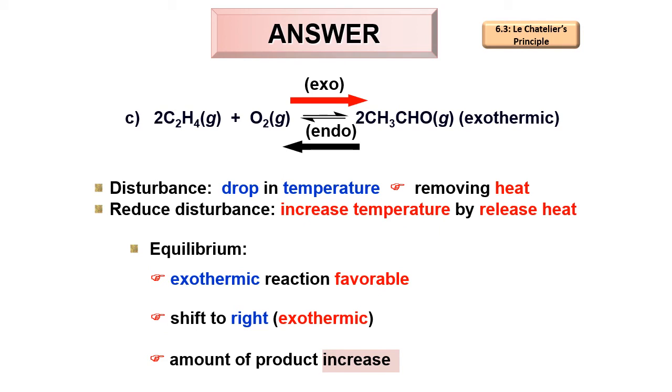Okay, let's check this one. Again, this is exothermic. Heat is on the product side. Heat is released. If the temperature decreases, we will try to increase the temperature by releasing heat. With a drop in temperature, the exothermic reaction is favorable, so the shift is to the right. The concentration of the product, CH3CHO, increases.